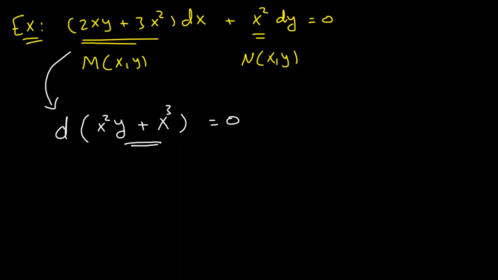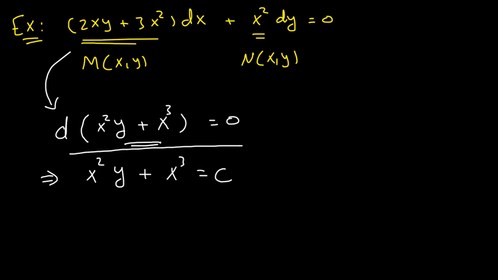If we differentiate this with respect to x, we have 2xy + 3x^2, which is the function M(x,y). And if we differentiate it with respect to y, we have just x^2, because the other term is 0, and this gives us the function N(x,y). So if we make direct integration for both sides, the integration counteracts the differentiation, and we have directly x^2 y + x^3 equal to constant, and this is exactly the general solution that we have obtained before.